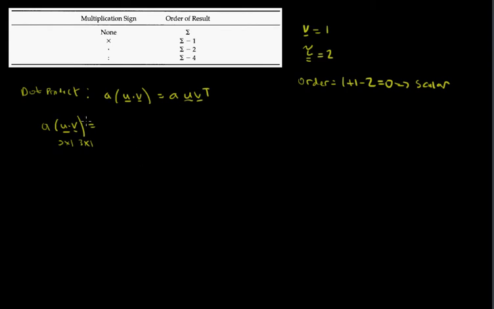So I made a mistake. This is actually not the dot product. This is the outer product, or how you do a dyad. So this isn't transposed here. Let me just back up.